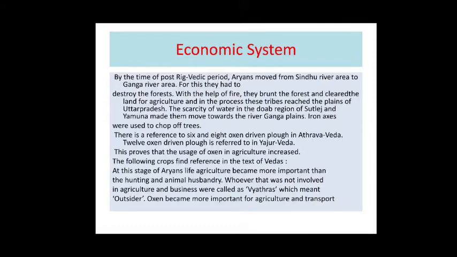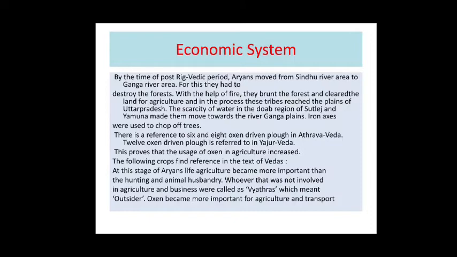So the main occupation is agriculture. That's why, because of scarcity of water, water availability not being there, automatically they migrate from one place to another place. Yamuna and the Satluj river made them move towards the river Ganga plains. So they moved to the Ganga plains. Iron axes were used to chop trees. So that is the early stage, we already know that. So in the first video, they chopped with axes made before only of rock, that is, stone was used to cut.